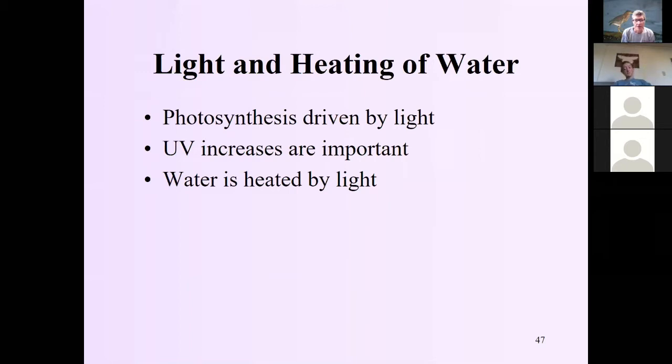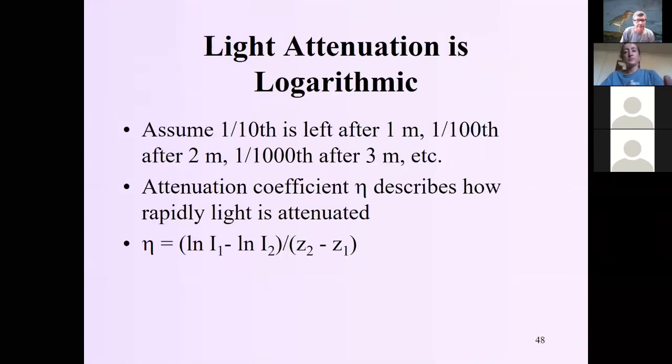Photosynthesis is driven by light, so it's really important in all aquatic and terrestrial environments. UV increases are important. We have increases in ultraviolet radiation related to anthropogenic activities, and we'll talk about that. And then water heats up light. So the first point is that light attenuation is logarithmic.